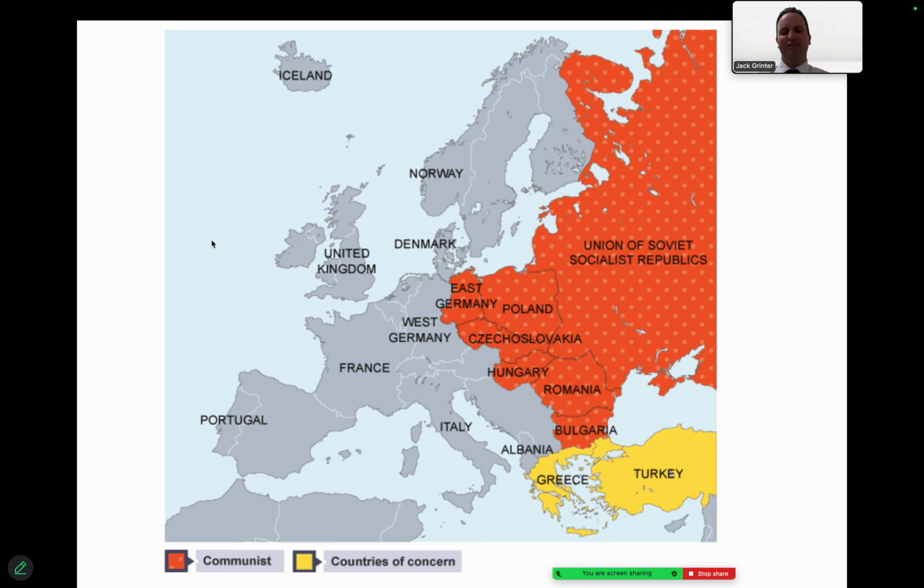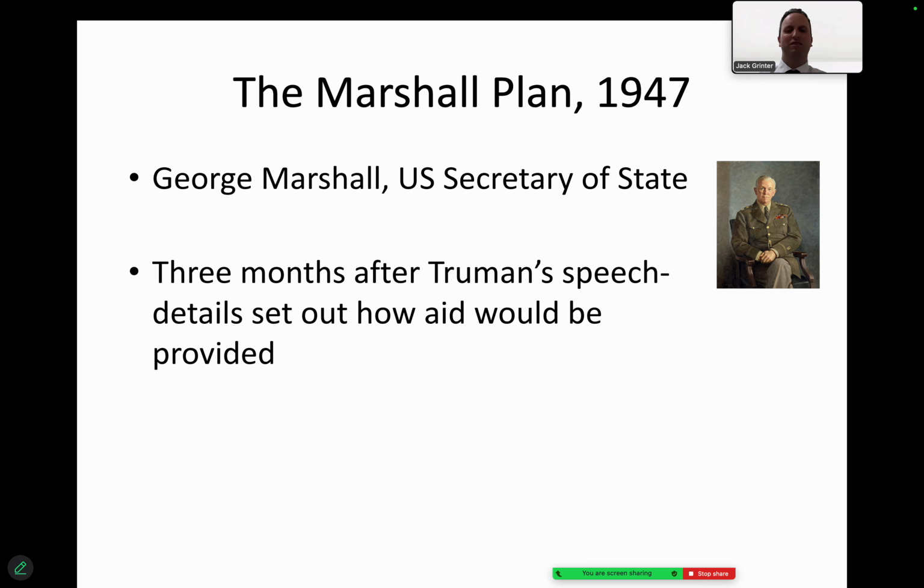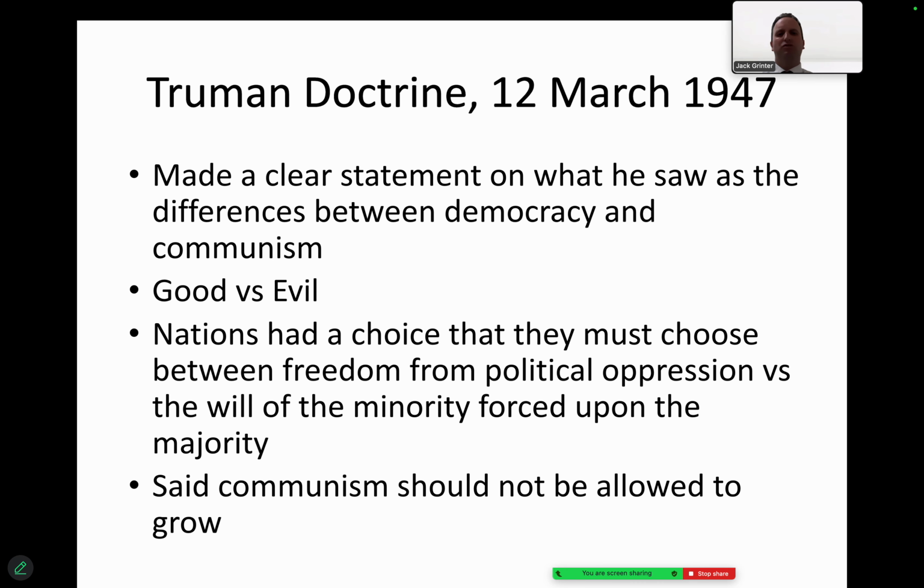You can see, this is from BBC Bitesize. This shows you quite well the communist ones, the countries of concern. That's where it went to. And then what the Marshall Plan was. Oh, sorry, I forgot to mention as well.